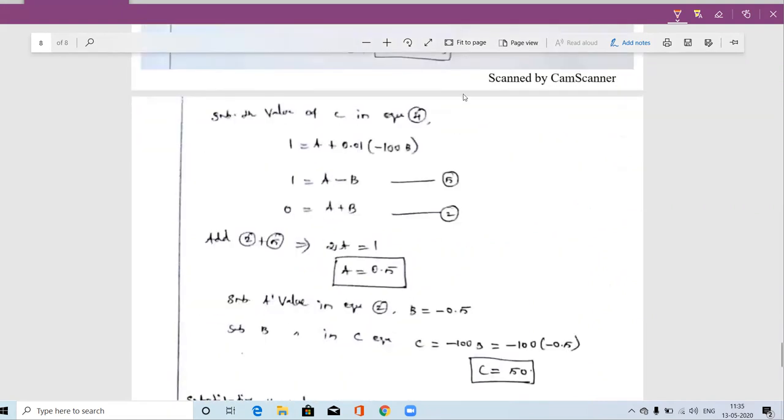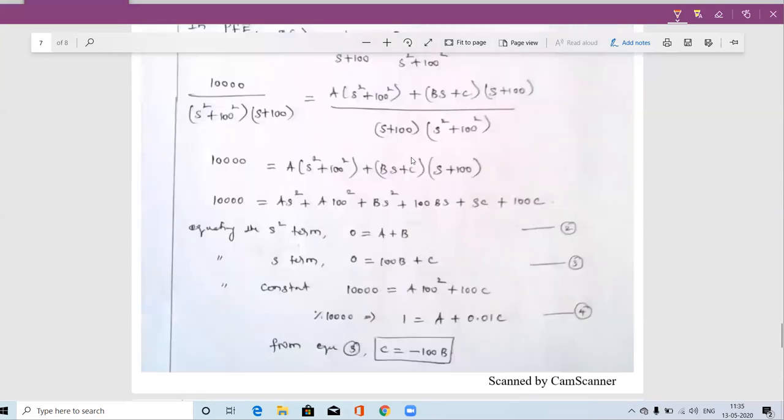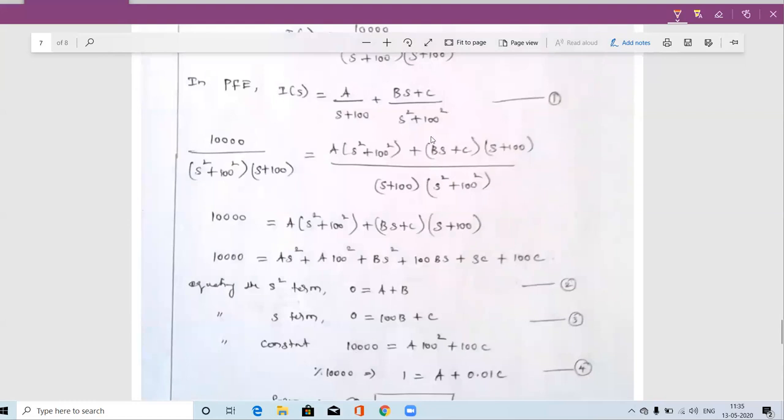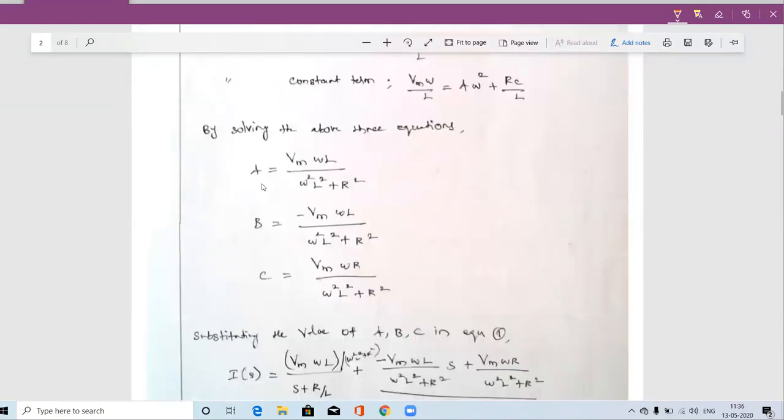Okay, so you may use this one. Otherwise, write this step, write this partial fraction, rearrange, and the value of a, b, c is calculated as we gave the formula in the derivation, right? What is the value of a? You see, what is the value of a? A is Vm omega L by omega squared L squared plus R squared.